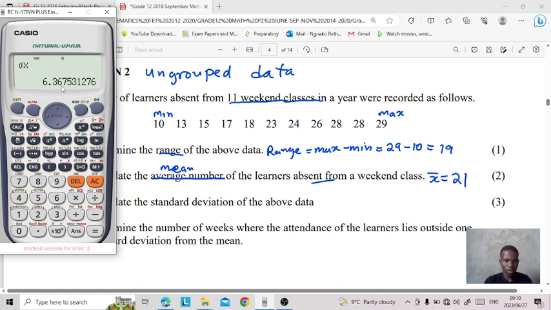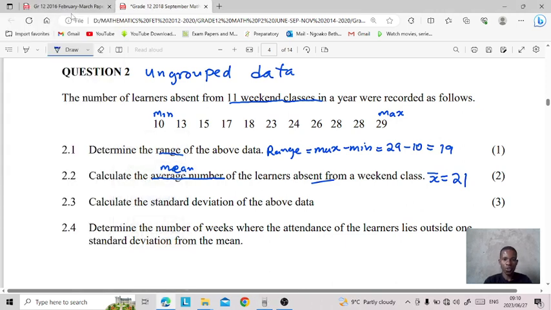Now we get 6,367. We want to write it to two decimal places. So after the 6 is 7, the third digit is 7, so it's going to add 1 on the 6, so we have 6,37. So we simply write our standard deviation equals 6,37. Now this is our standard deviation here. It's 3 marks. We're going to get 3 marks for that, using this calculator.